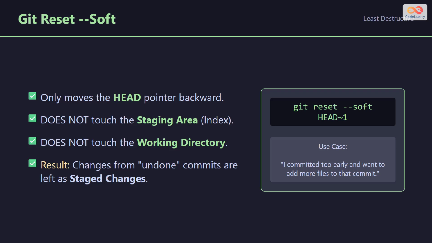Let's start with the least destructive mode, soft reset. When you run git reset --soft, Git moves the head pointer backward to the commit you specify. However, it stops there. It does not touch your staging area or your working directory. This means all the changes from the commits you just undid are left sitting safely in your staging area, ready to be committed again.